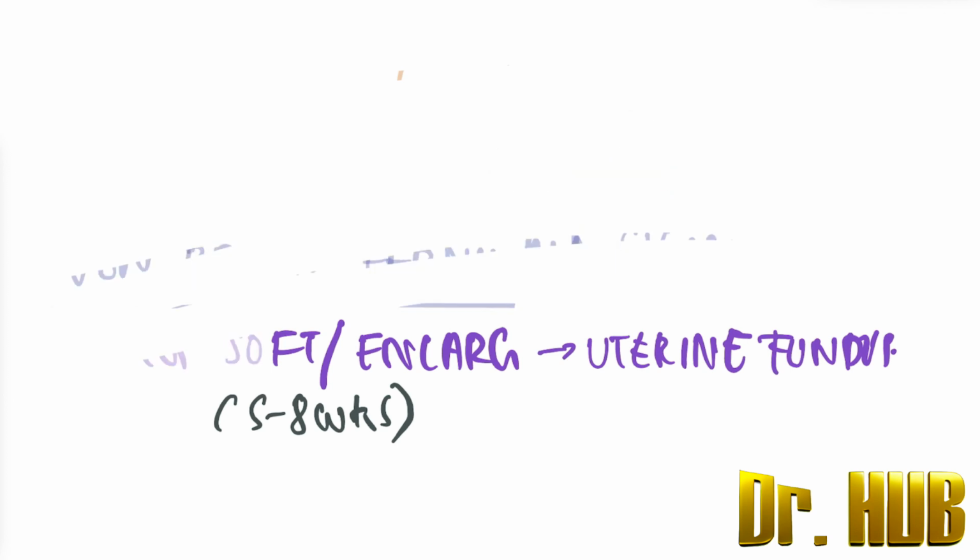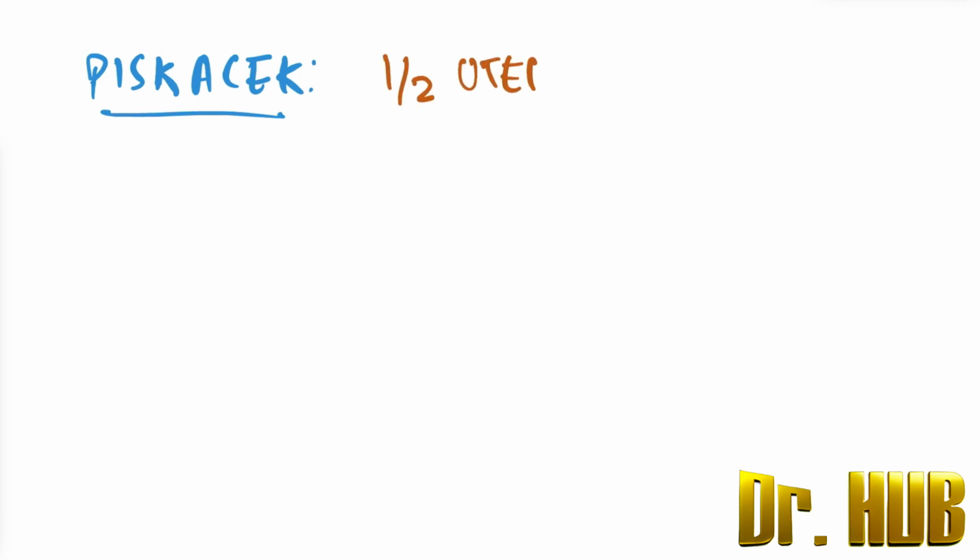Then we move on to the Piskacek sign. So this is where one half of the uterus is firmer than the other half. So half of the uterus remains firm than the other half. So this is in the lateral implantation.